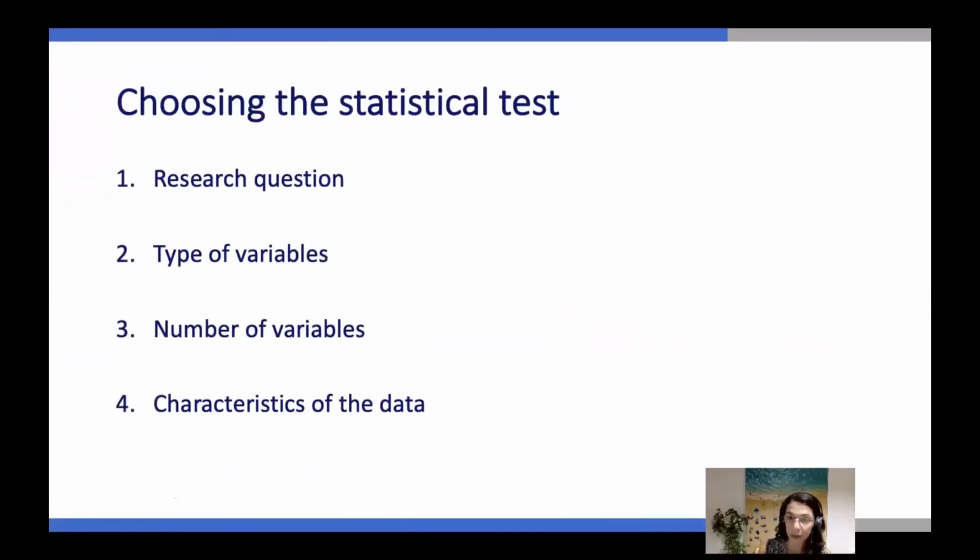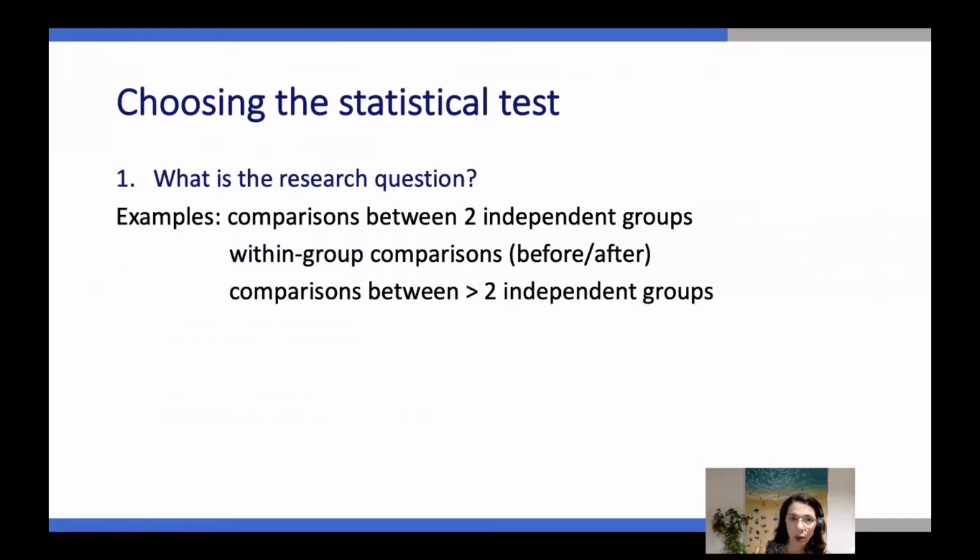And finally, we are reaching the end of the talk. So how are we going to choose the statistical test? First, very important, it has to be clear to you what your research question is. What comparison do you want to make? What is the question that you want to answer? Then you define the types of your variables, their numbers, and you check the characteristics of your data. So depending on whether your research question is about independent groups, or you want to do within-subject comparisons, or whether you have more than 2 independent groups, you can choose one of those basic tests.